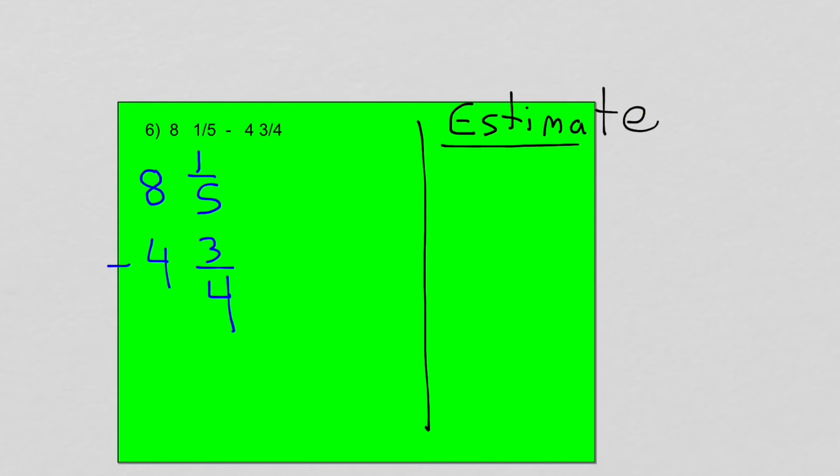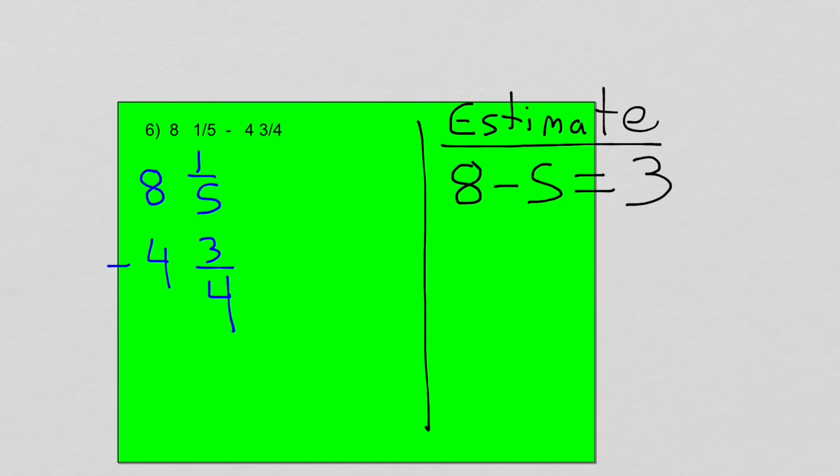Well, 8 and 1/5 is much closer to the whole number 8, so I'll round that off to 8 for my estimate. 4 3/4 is actually halfway between 4 1/2 and 5, but I'm going to round it up to 5 to make a nice easy estimate. So my estimate is that my answer should be somewhere around 3.